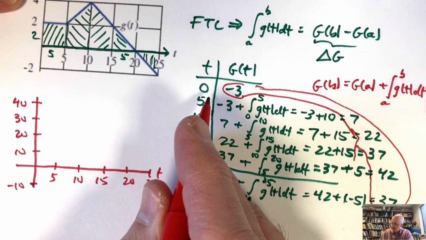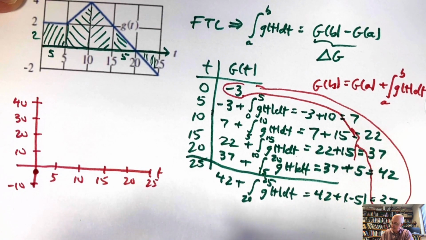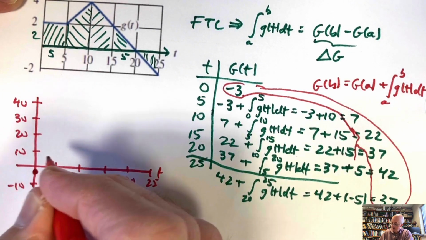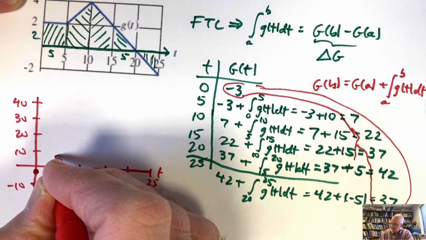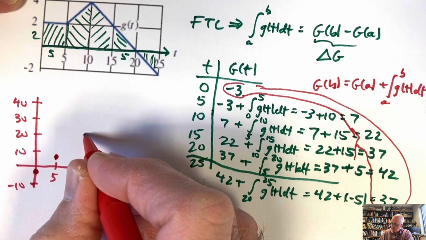When t equals 0, capital G of 0 is -3. So that point 0, -3 is on the graph of capital G. When t equals 5, capital G of 5 is 7. So we go up to 7. That'd be right about here, say. When t is 10, the output is 22. So right about like this.